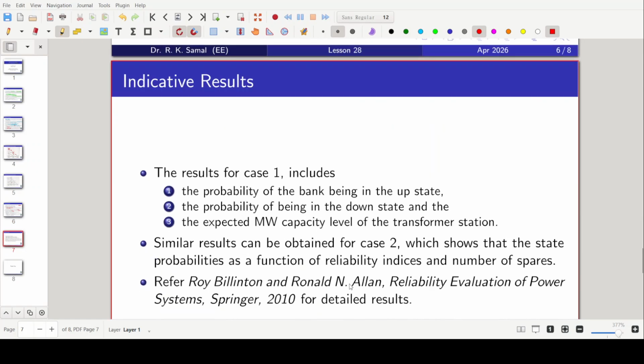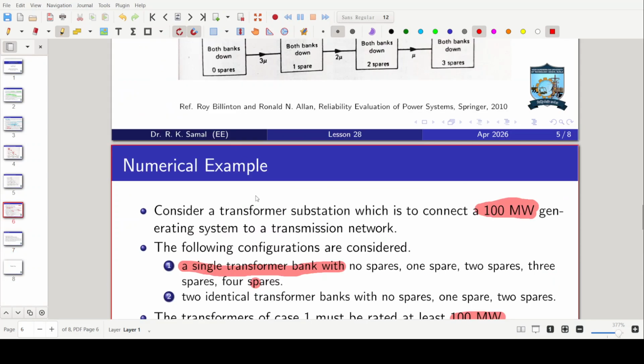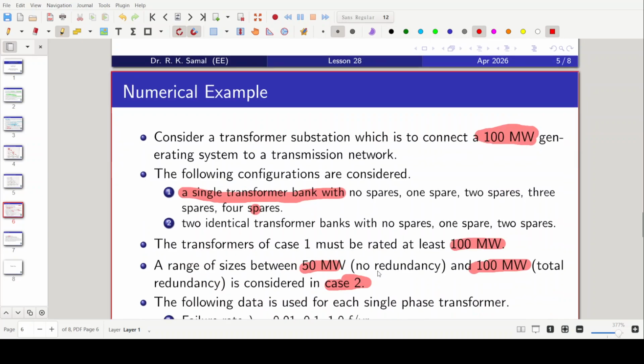Okay. So as I said, if you want to know the complete details of the results, you have to refer to the reliability book by Billinton. However, we can have some indicating results. Okay, case 1. What was case 1? In case 1, we consider a single transformer bank with various spares: no spare, one spare, two spares, like that.